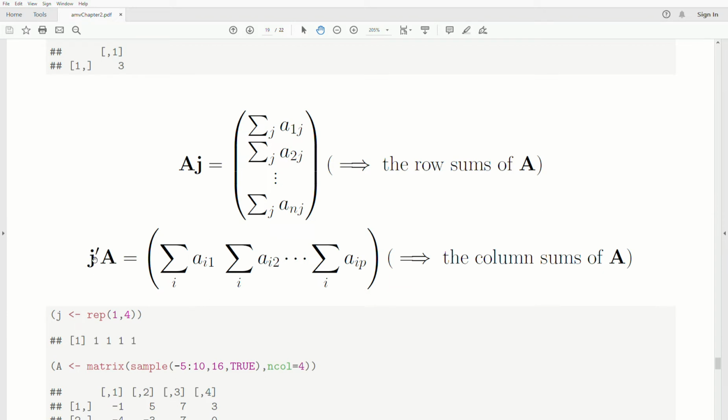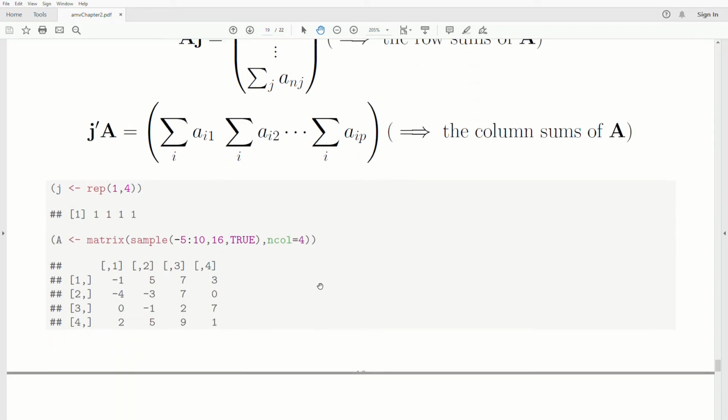Now if we do j out front, so j transpose A, j has to be an n by 1 vector, so the transpose is 1 by n. This is n by p, so the result is a 1 by p vector. When you take this row vector of ones times the first column, you create a column sum, and you do that for each column. So this is really the column sums of A.